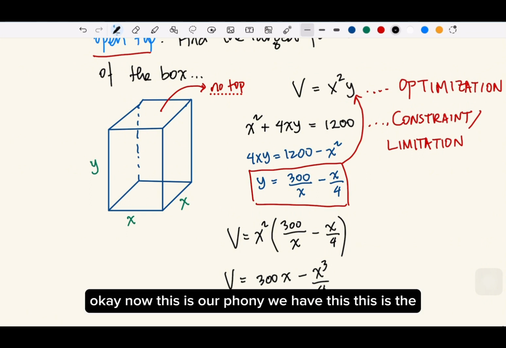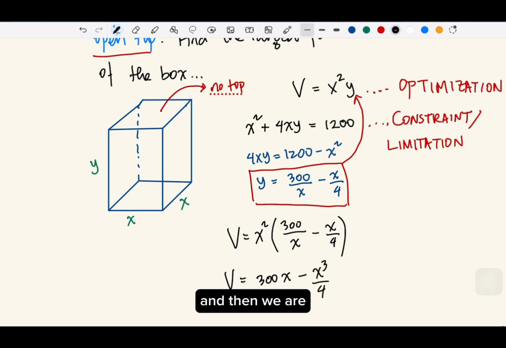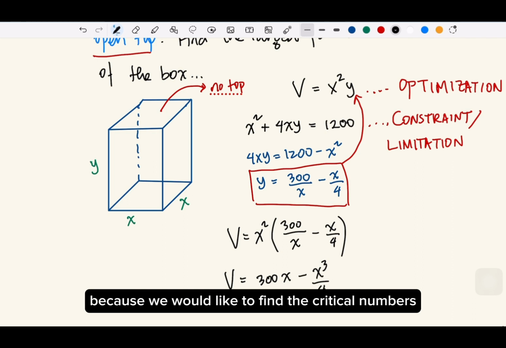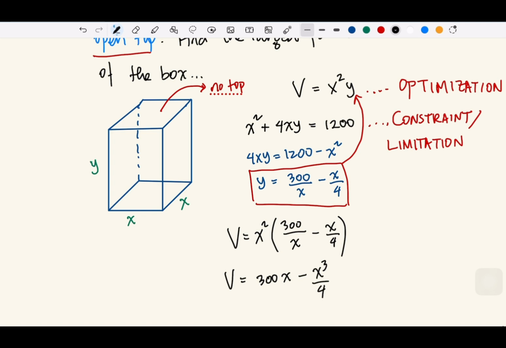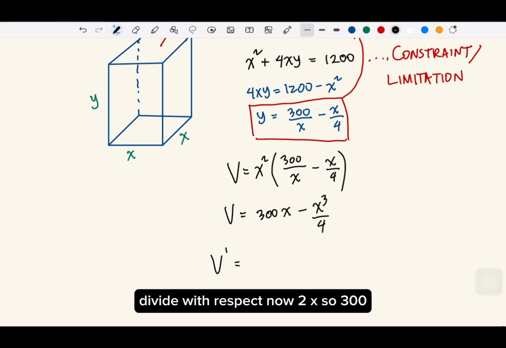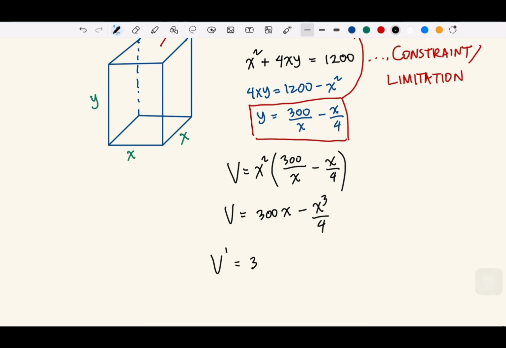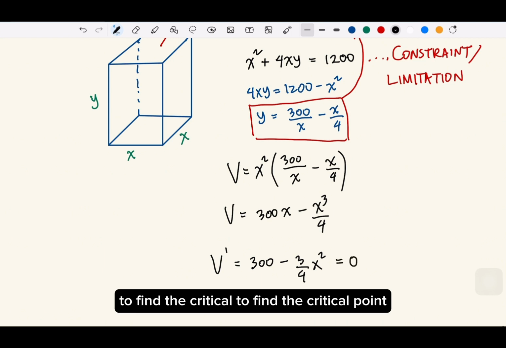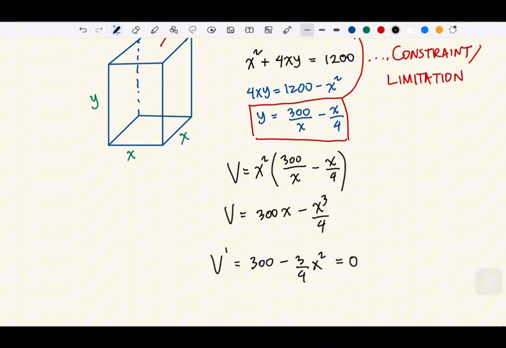Okay. Now this is our volume. This is the function that is available for us to derive. And then we are going to find the first derivative of this, because we would like to find the critical numbers, right? The critical point. So V prime, we are going to derive this with respect to x. So 300 minus 3 over 4 x squared, and make it 0 to find the critical point.